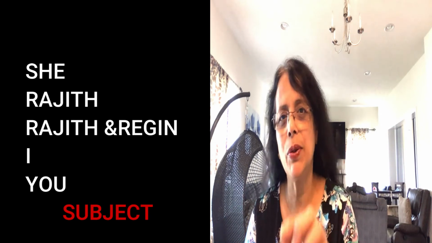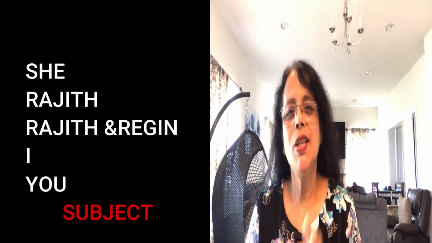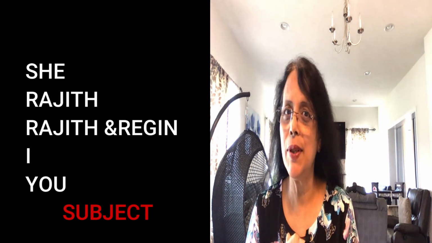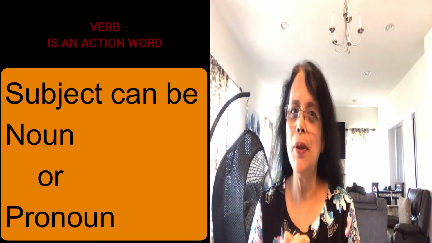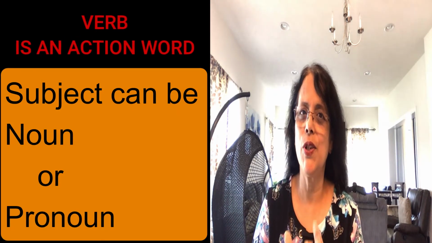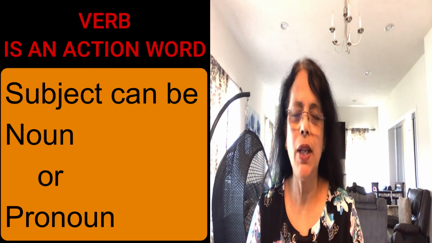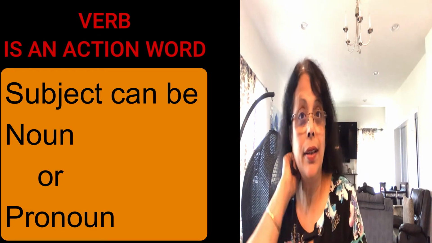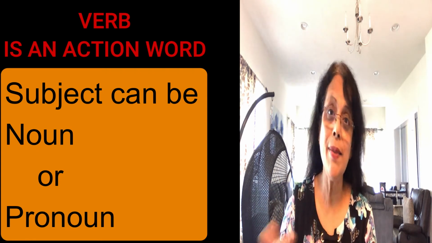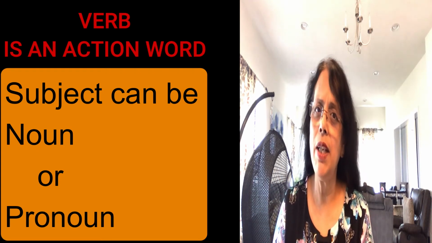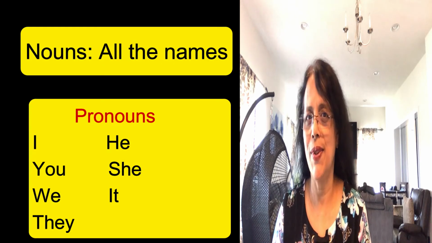Now, you must know that we call she, Rajit and Rajin, I, you subjects because the entire sentence is about them. So the subject is something about which the sentence is. And what is a verb? Of course, you know. A verb is an action word. It shows an action. So now let's see further.